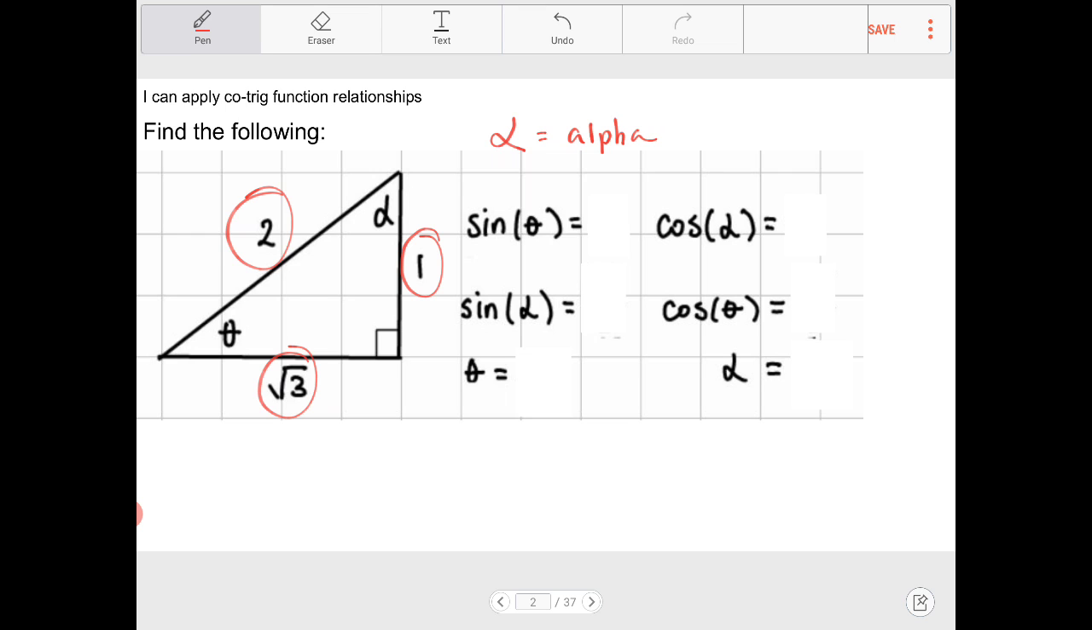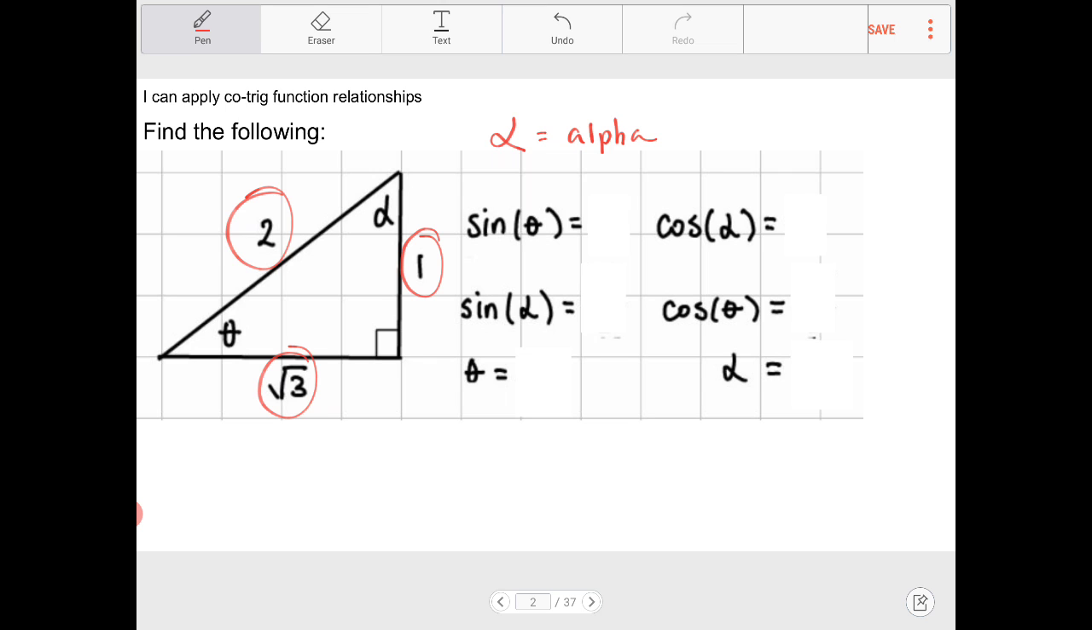So don't be afraid of this. This is just like the letter X, like the letter Y. This just represents an angle measure in this case. So pause the video to find out what is sine of theta, what is sine of alpha, cosine of alpha, and cosine of theta. Go ahead.